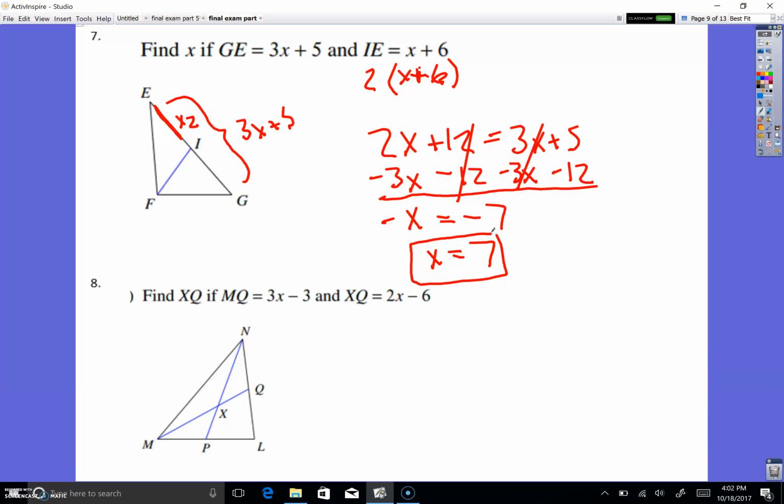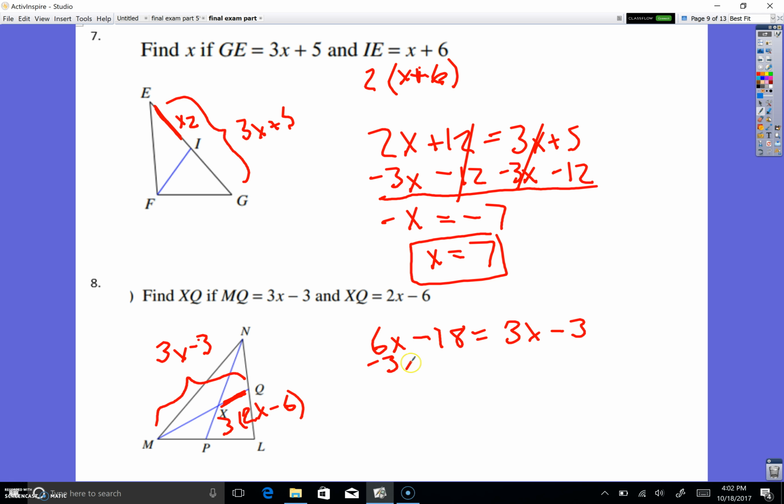Okay. Now this is x cubed. And this is m cubed. M cubed is 3x minus 3. Okay. X cubed is 2x minus 6. Remember, this is the short side. So to make it equal to that, we multiply this by 3. So I have 3 times 2 is 6x minus 18 is equal to 3x minus 3.